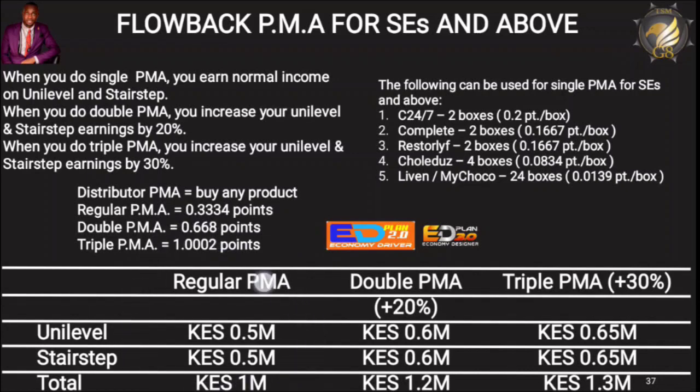And now let's say this is your income as a regular individual. As someone who has a rank, you are earning just this amount of money, okay? Or even maybe as a distributor, depending on where you are. If you do double PMA, you increase your income by 0.20%. So from 0.5 million to 0.6 million, that is an increment, okay? If you do triple PMA, you increase your income from 0.5 million to 0.65 million. That is how your income increases with doing double PMA and triple PMA, or rather with doing regular PMA, for people who are silver executive and above, and also for people who are distributors. I hope that one you have understood, okay?